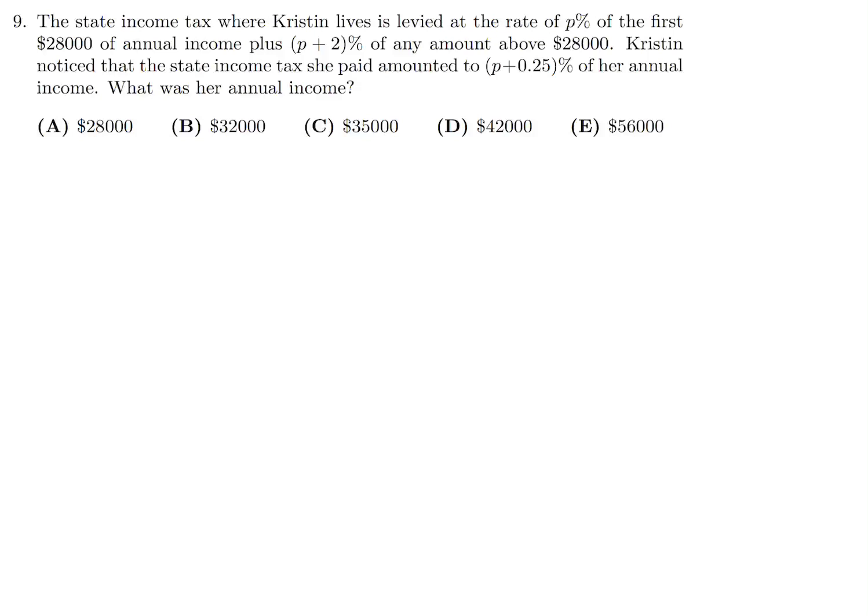The state income tax where Kristen lives is levied at a rate of P% of the first $28,000 of annual income plus P plus 2% of any amount above $28,000. Kristen noticed that the state income tax she paid amounted to P plus 0.25% of her annual income. What was her annual income?